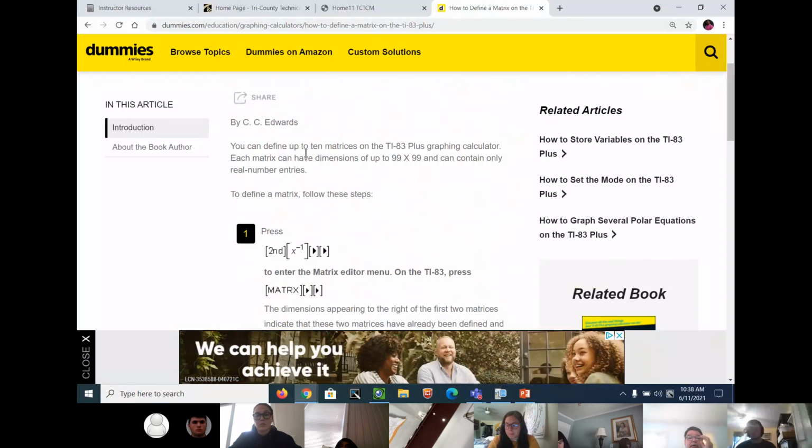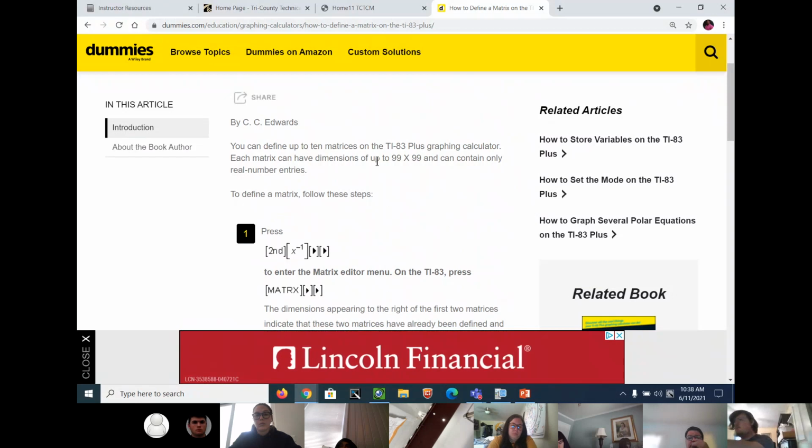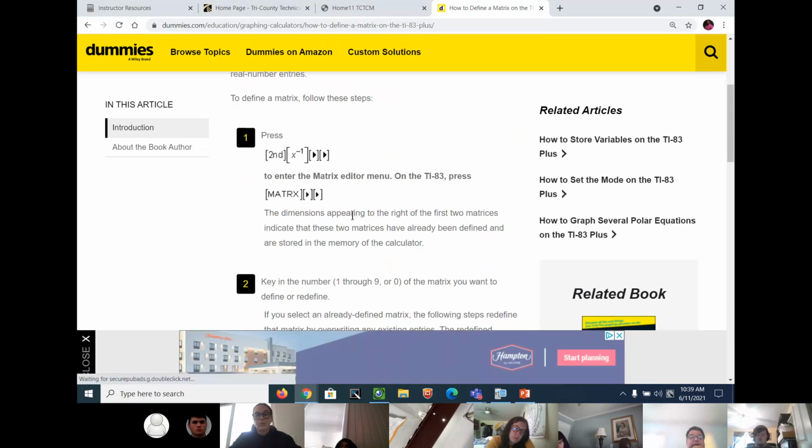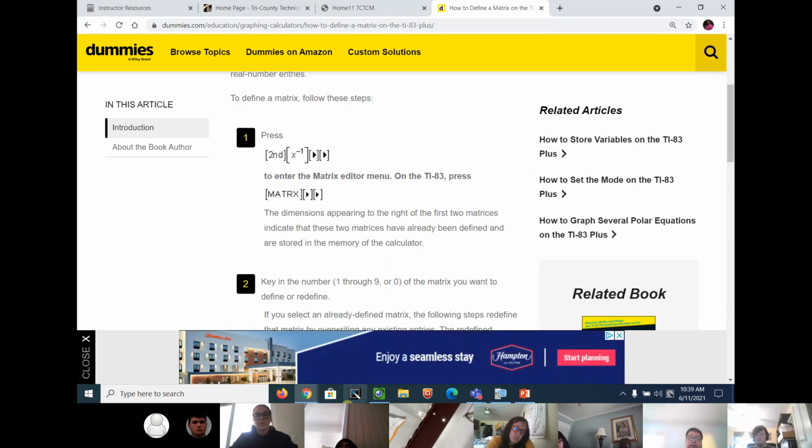You can define up to 10 matrices on the calculator. Each matrix must have a dimension, and contain only one to define. I didn't see any dimensions appearing to the right, but we can look at it. Let me go back to it.